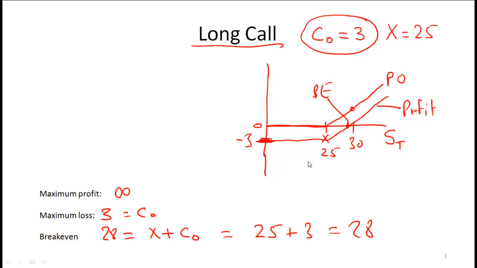So this is our long call. Why would somebody get into this position? If an investor is bullish on the underlying stock, he can buy the call option, go long on the call option, and he will make money if the stock price goes up. If the stock price doesn't go up, his loss will simply be the money that has been spent on the option.